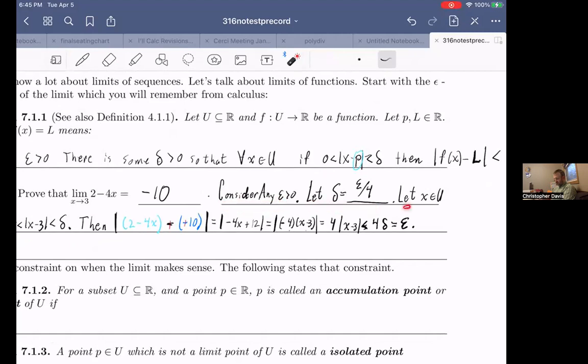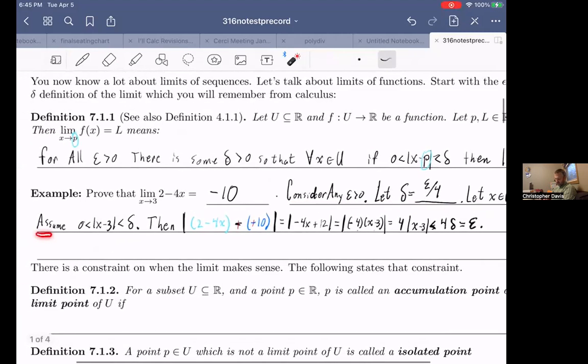Let delta be that. Let x be in U. Assume this. Then the thing I want to be small is equal to minus 4x plus 12, is equal to this, is equal to that, is less than 4 times delta. 4 times delta is epsilon by our choice of delta.